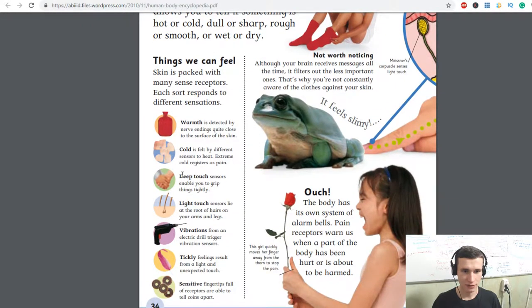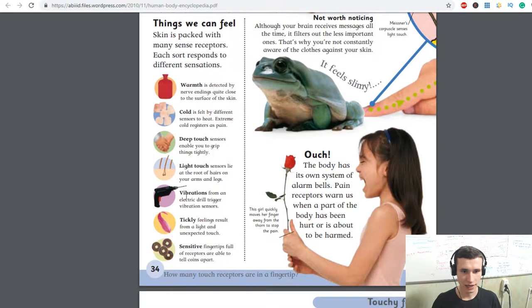Deep touch sensors enable you to grip things tightly. Light touch sensors lie at the root of hair on your arms and legs. Vibrations from an electric drill trigger vibration sensors. Tickly feeling results from a light and unexpected touch. Sensitive fingertips full of receptors are able to tell coins apart.